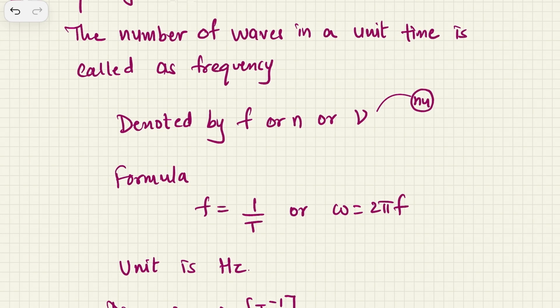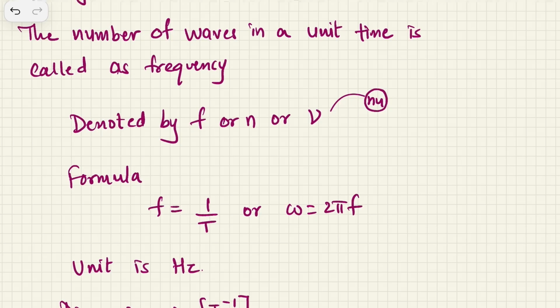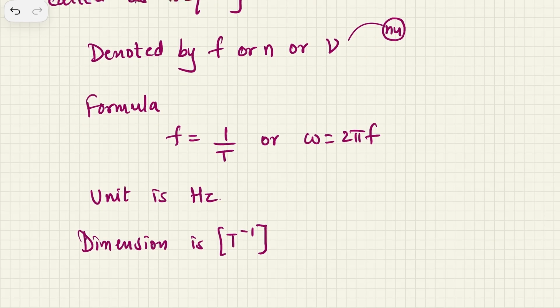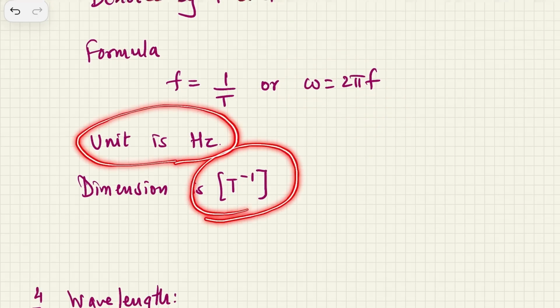Now frequency is denoted by F, or N, or also by nu. Mind you, my V is always like this, but this is a Greek character, written like this, and it is called nu. The formula for frequency is F is equal to 1 upon time period. This is the reciprocal of time period, and omega is equal to 2 pi F. Again, these two things we have discussed. Unit is hertz and the dimension is T minus 1.